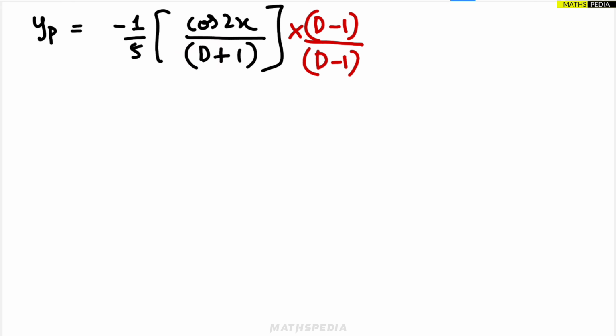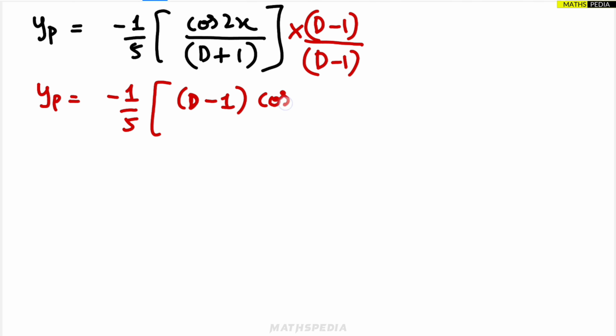So d is there in denominator. It is in the form of what? A plus b into a minus b. You have to bring it in the form of a plus b into a minus b in the denominator. All the questions based on what? K cos ax and k sin ax. This you remember. Okay. After multiplication, yp is equal to minus 1 by 5 into d minus 1 cos 2x whole divided by d square minus 1 square, a square minus b square.